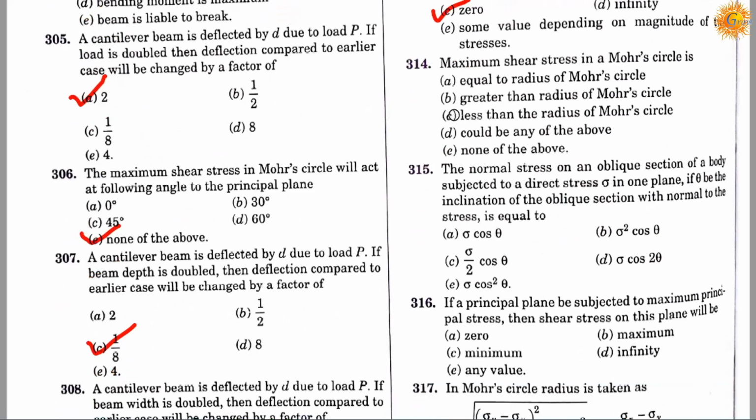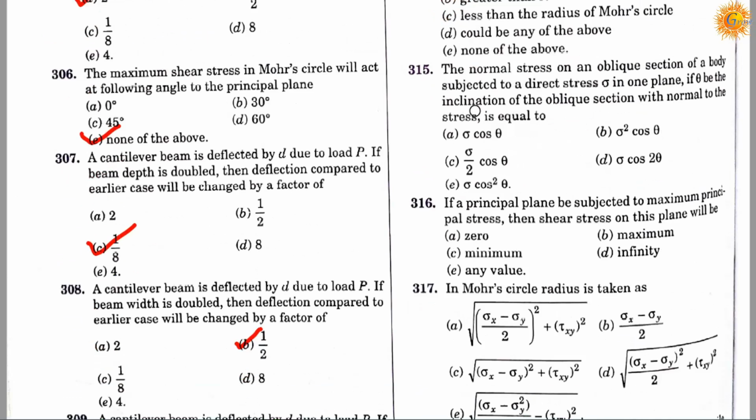Question number 314. Maximum shear stress in a Mohr circle is: option A, equal to the radius of the Mohr circle; option B, greater than the radius of the Mohr circle; option C, less than the radius of the Mohr circle; option D, could be any of the above; and option E is none of the above. The correct answer is A, equal to the radius of the Mohr circle.